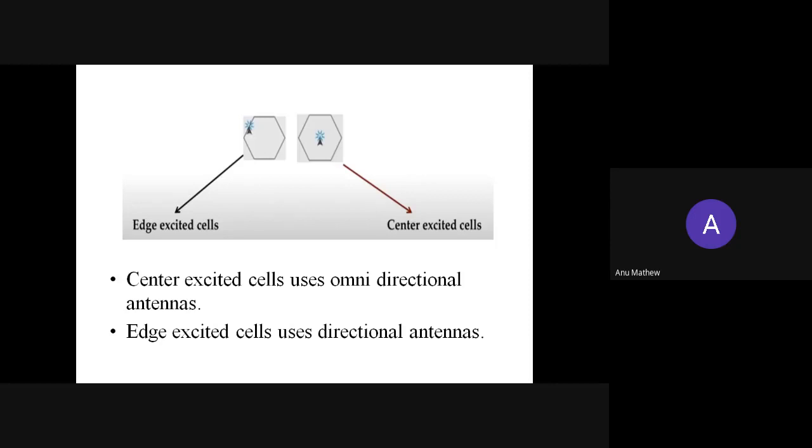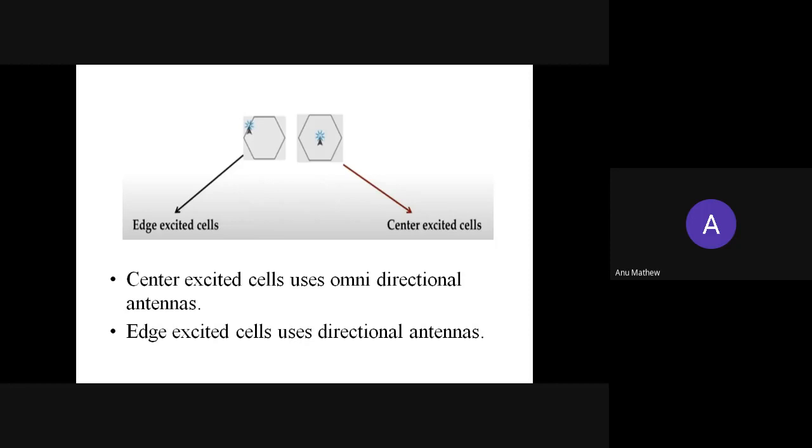Then there are two different types of cells according to the position of the base station or the low power antenna. The first one is edge excited cells. In edge excited cells, the antenna is located at the edge of the hexagonal shape. And the second one is center excited cells. In center excited cells, the antenna is located at the center of the hexagon. In edge excited cells, directional antennas are used, and in center excited cells, omnidirectional antennas are used.